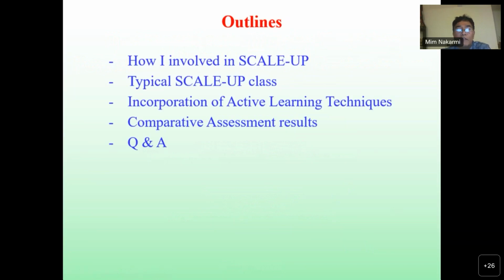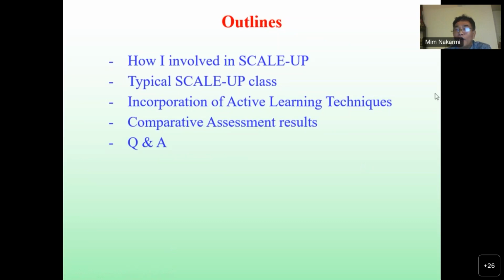All right, this is my outline. As I said, I was involved in implementing scale-up at Brooklyn College, and I will explain what scale-up is. In the general sense, scale-up means we like to produce or do something in a big volume, right? So this scale-up has a similar meaning, but it is also the abbreviation of one full sentence. I will explain all of them.